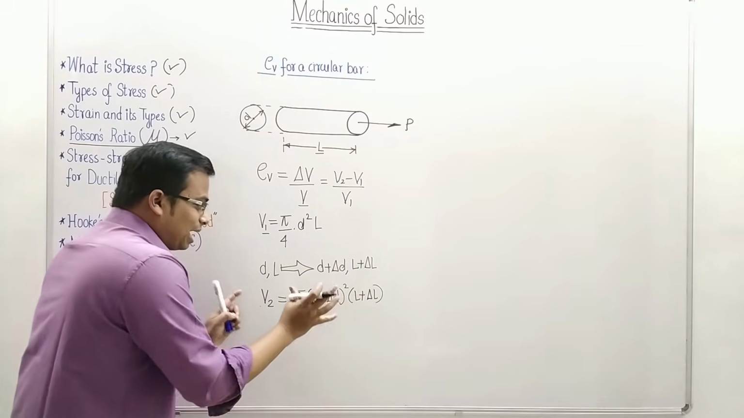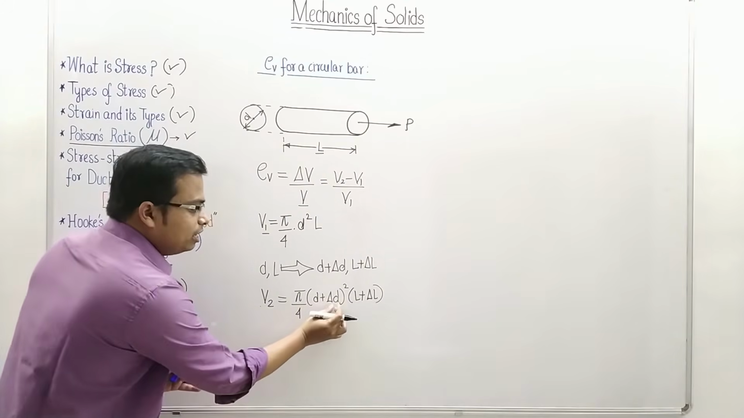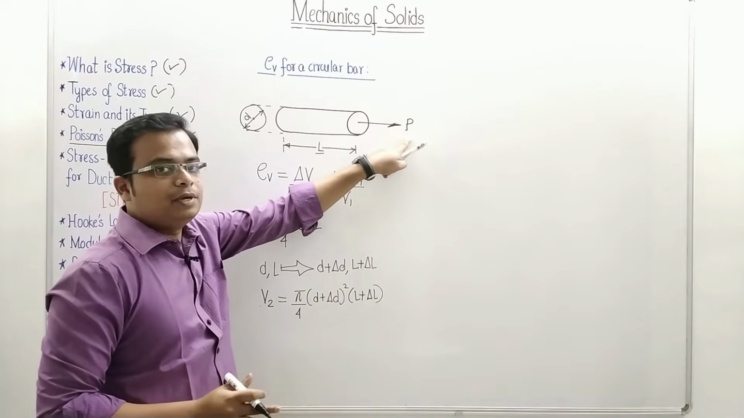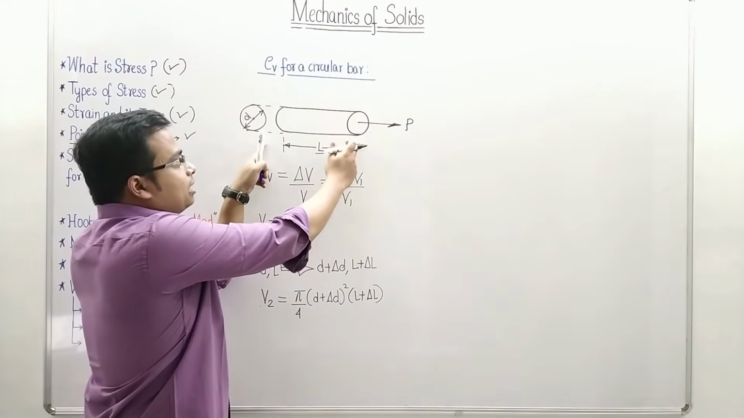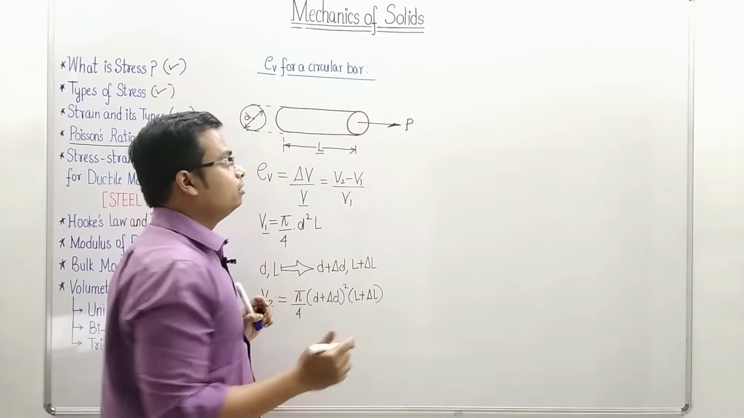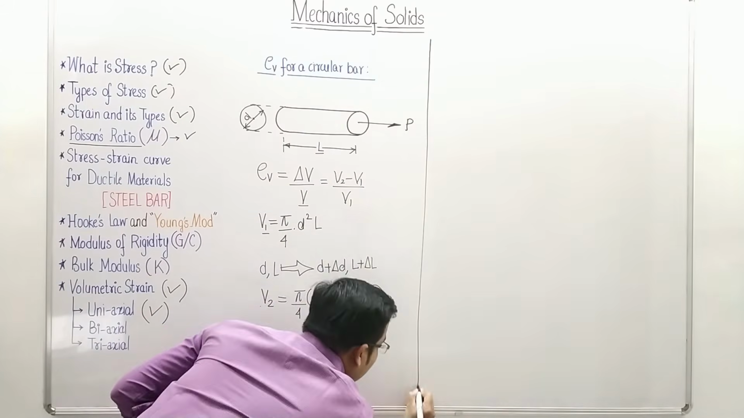Now let's plug in all these values into this expression and let's see how it works. These are all very small changes, and these changes are such that on removal of this load P, this entire circular bar will regain its original shape and size, right? So we are working within the elastic range. Okay, let's see.